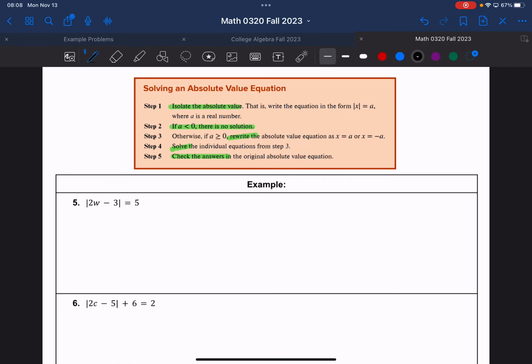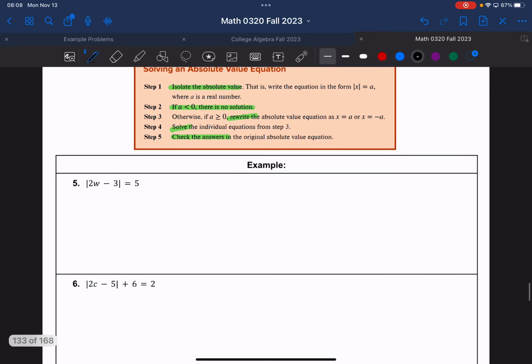So looking at number 5, right away we see that we have an absolute value by itself. So that first step is done. It is equal to 5. Is 5 positive or negative? Positive. So that means we are going to take our answer and write it two ways. We are going to write this as 2w minus 3 equals positive 5, and 2w minus 3 equals negative 5.